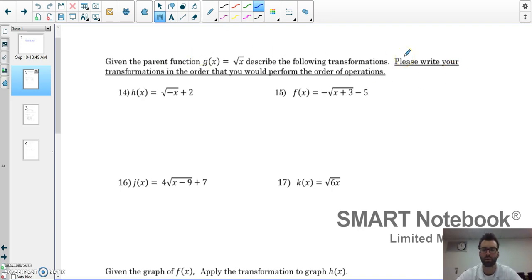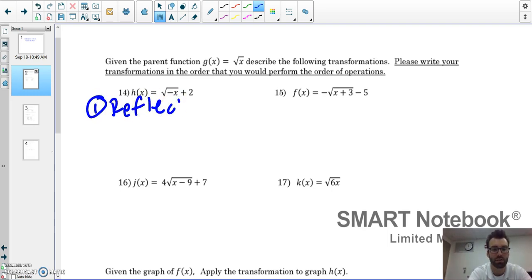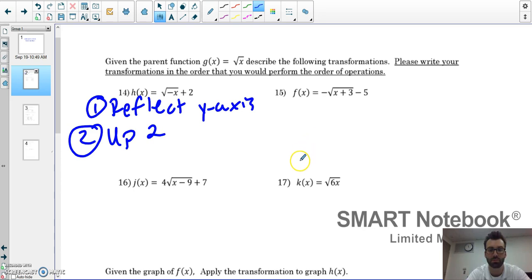So remember, when we do these problems, we work from the inside out. The first thing I want to look at is my inside. In the inside I have this negative x. Remember, when x is negative inside of our function, I reflect over my y-axis. Okay, keep working out. Second step is that plus 2, so I move up 2.